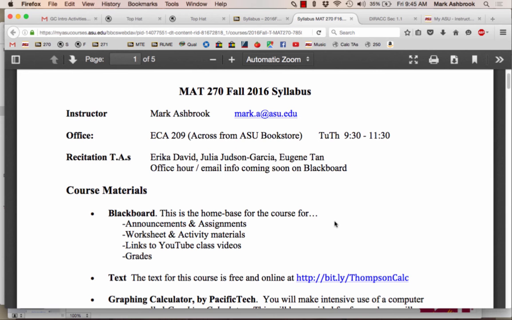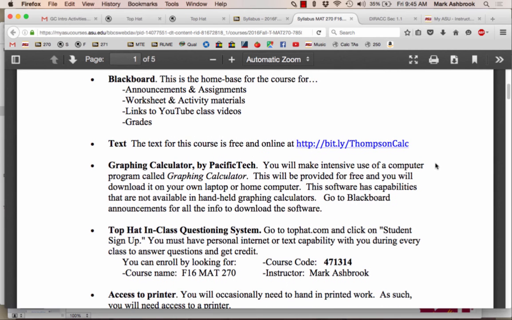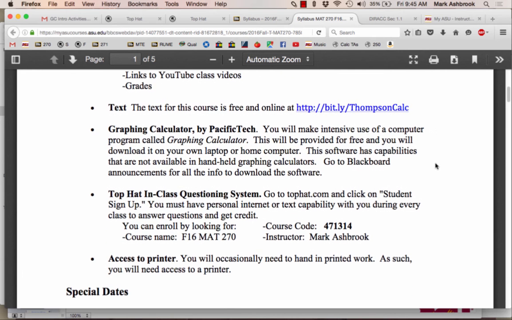So course materials, Blackboard, of course. All right, the text you should have found is online. The link is here. The link is also on Blackboard announcements. Graphing calculator is going to be an essential. This is software for your computer. Most of you, hopefully all of you, have a laptop, and you want to put that on your laptop. If not, a home computer is fine. But this is going to be an essential element to the course.